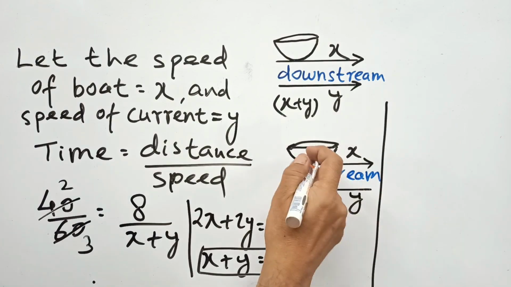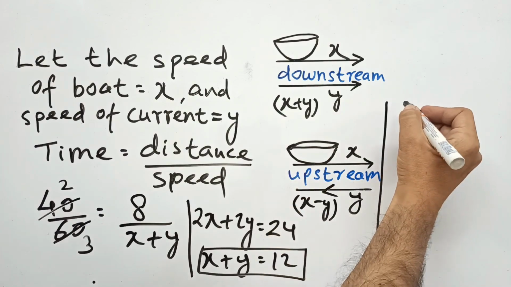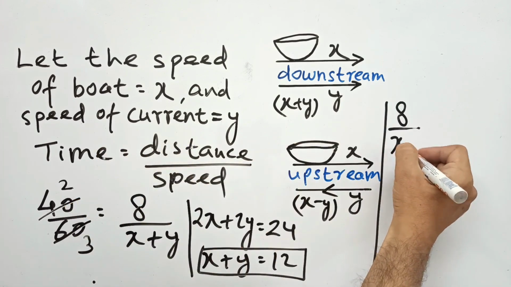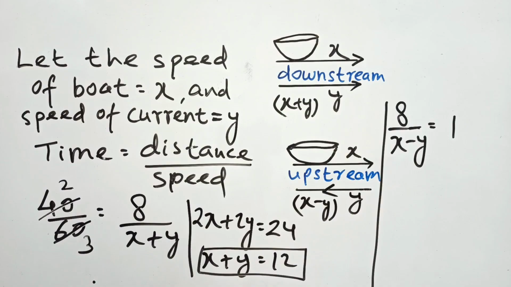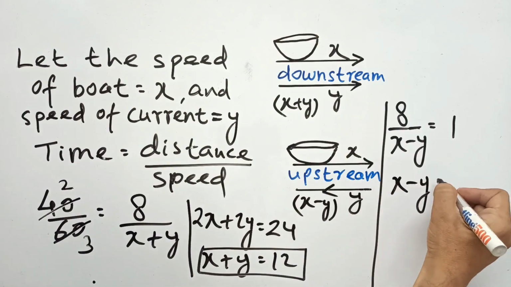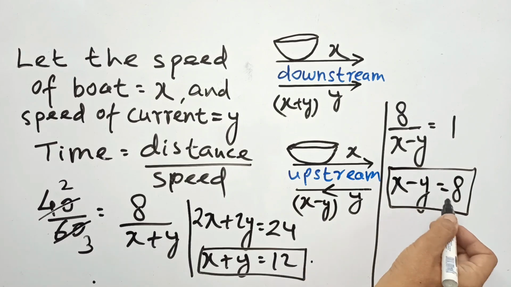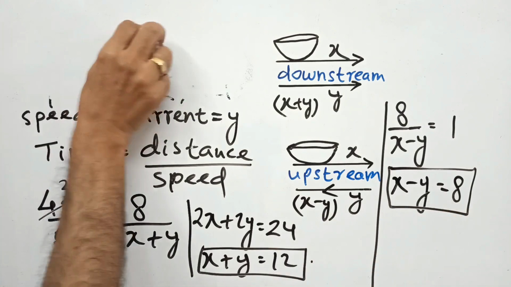Similarly, in case of the upstream, time is equal to distance upon speed. It is given that the time is 1 hour. So x minus y is equal to 8. And now with the help of these two equations, we will find out x and y.